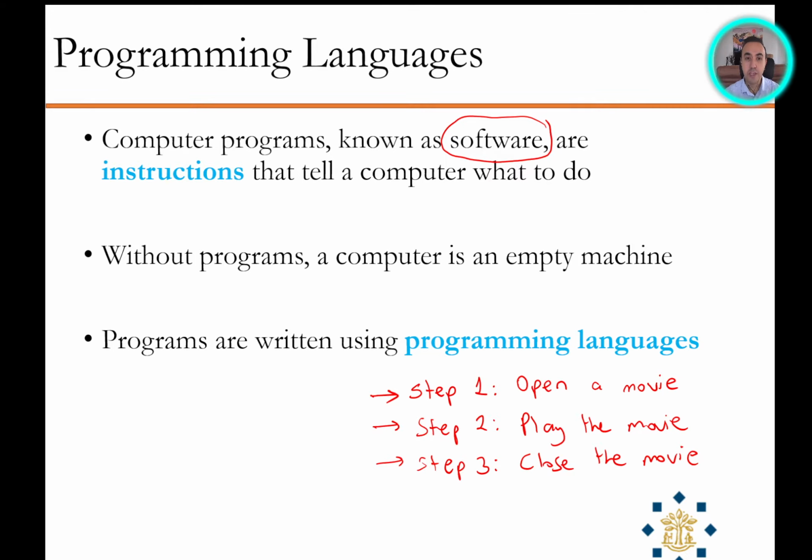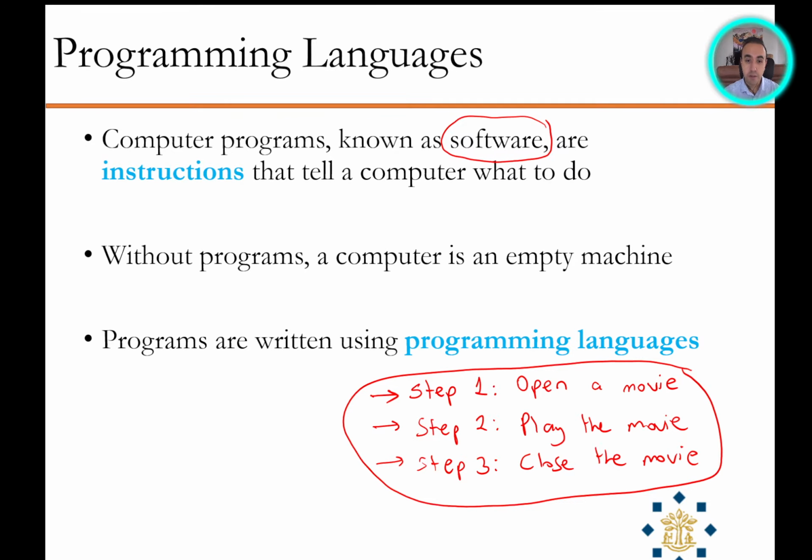So these are the 3 instructions that we tell the computer: first open the movie, then play it for a while, and then stop it, right? So the entire thing is called a software or a computer program. In this class, we are going to learn how to write a software program, a computer program, like this. Maybe not exactly like this, but similar to this, right? Without programs, without software, the computer is actually an empty machine.